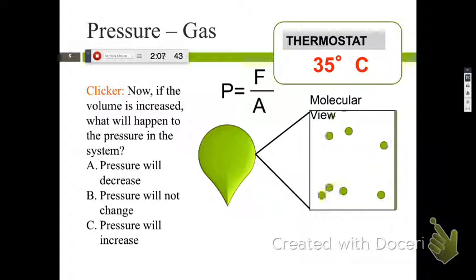First off, just looking at the formula, volume does not affect pressure, so I say it's going to stay the same. And also, the temperature is still constant. We didn't change the temperature of that said volume, so this is great.